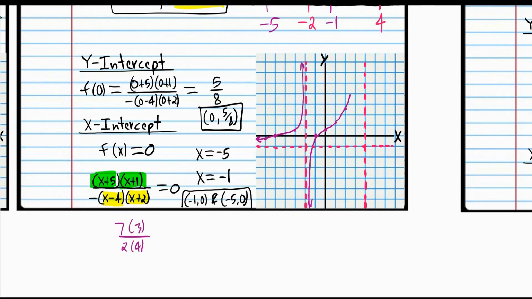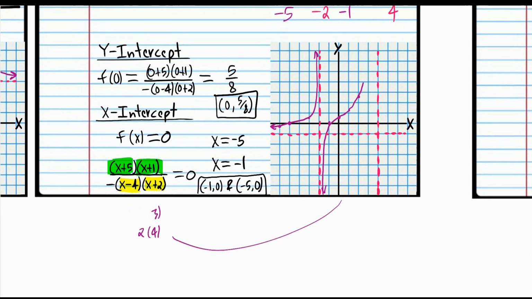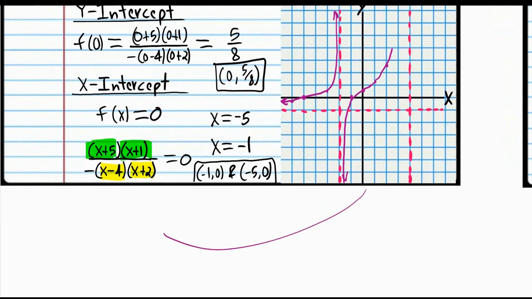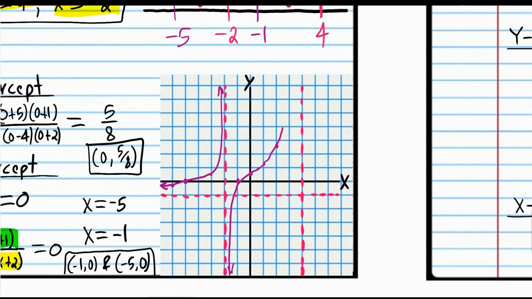And let's find one more point. Let's plug in 1, 2, 3, x equals 3. And we get 8 times 4 over 1 times 5. So 32 over 5, which is 6.4. So 1, 2, 3, 4, 5, 6.4.